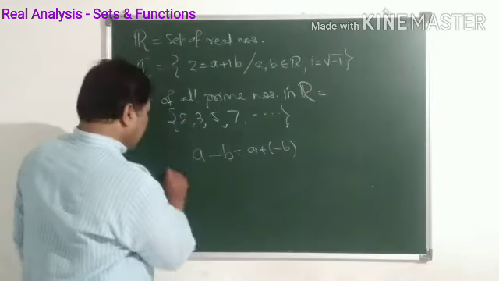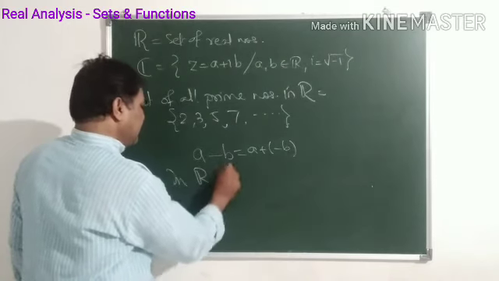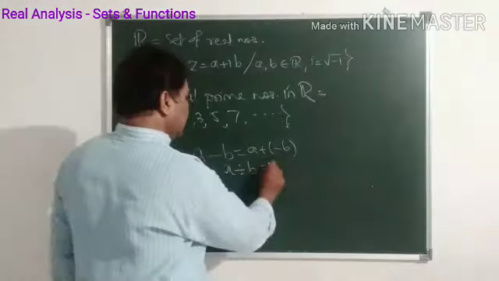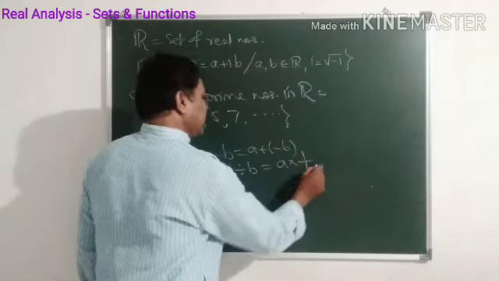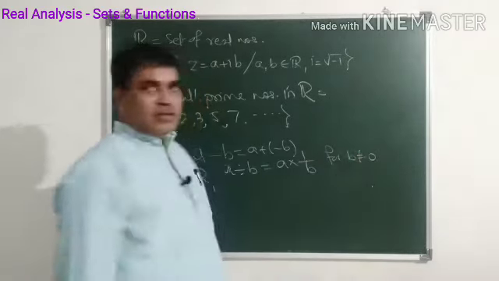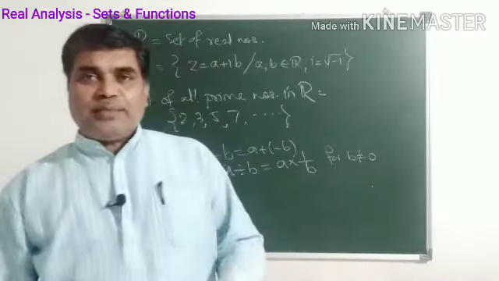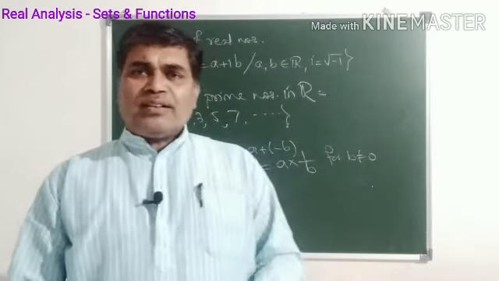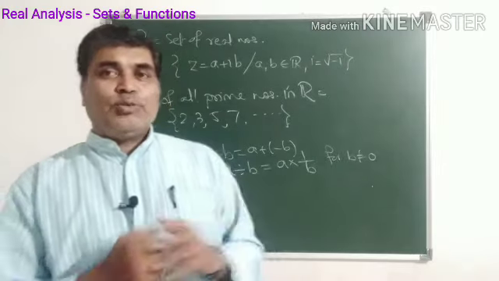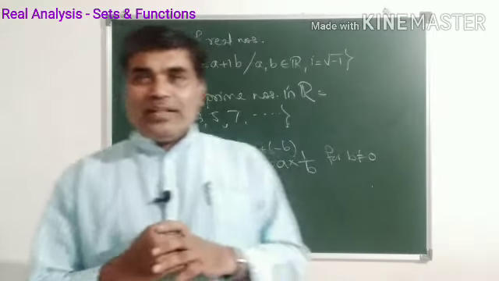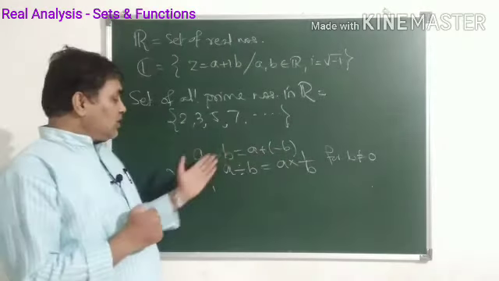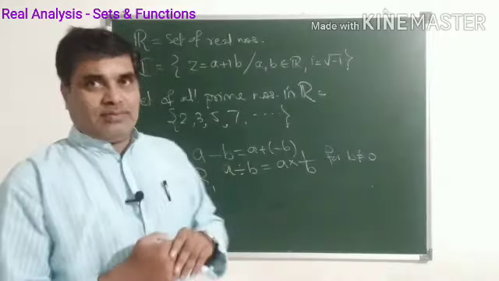Similarly, in R, A divided by B is the same as A into 1 by B, for B not equal to 0. It means that division is expressed in terms of multiplication, and that's why there are only two operations on the set of real numbers. Division is expressed in terms of multiplication, subtraction is expressed in terms of addition.